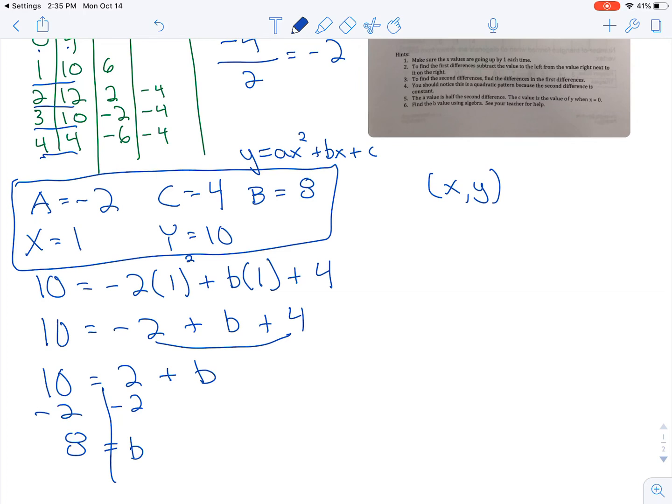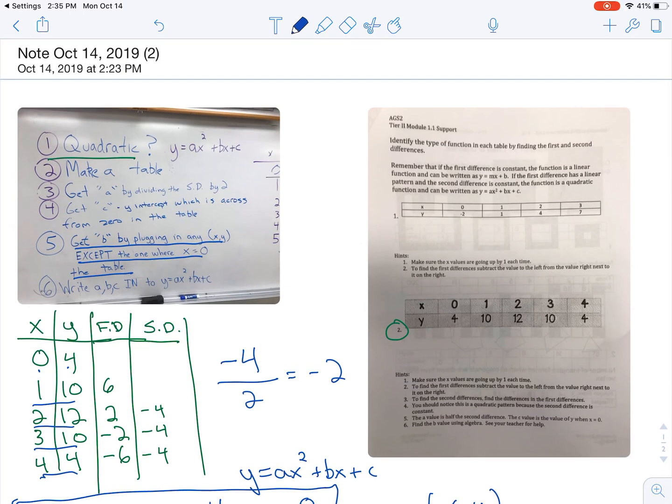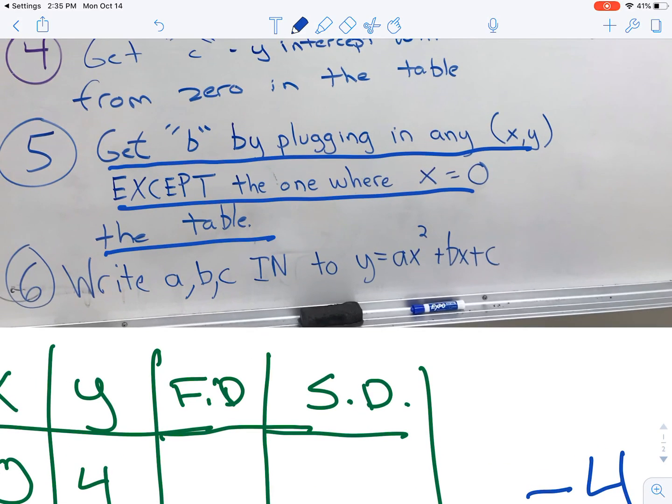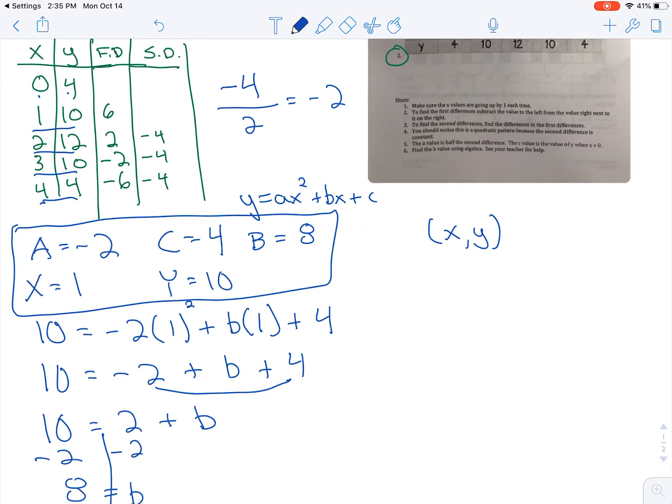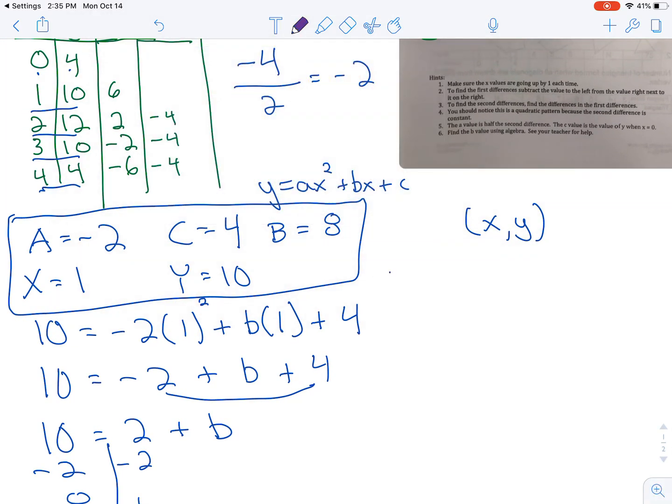So my final answer here is, I added this step because some of us were forgetting. After we did all the hard work, we forgot to write a, b, and c into the equation. So I have to put a here, b here, and c here, and then I'm done. So my equation for this one, maybe I'll do this in a different color since it's the final answer, but it's y is equal to negative 2x squared plus 8x plus 4.